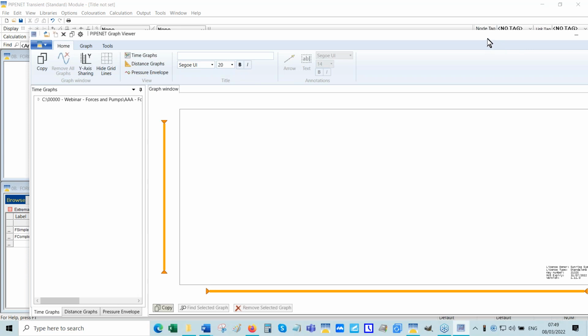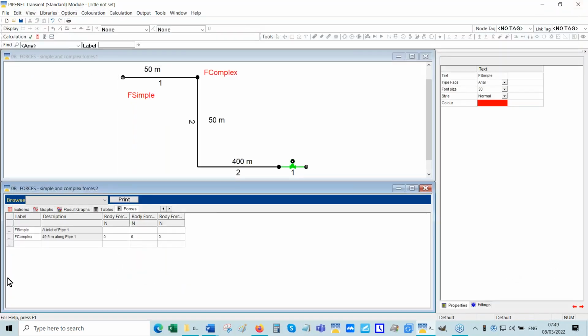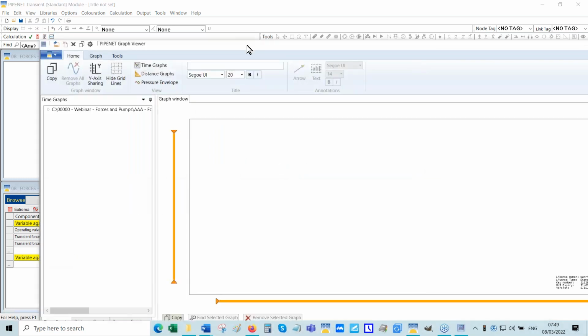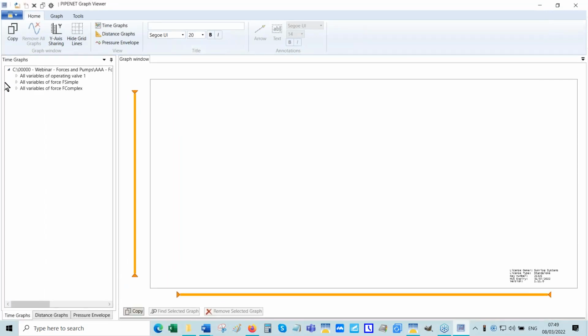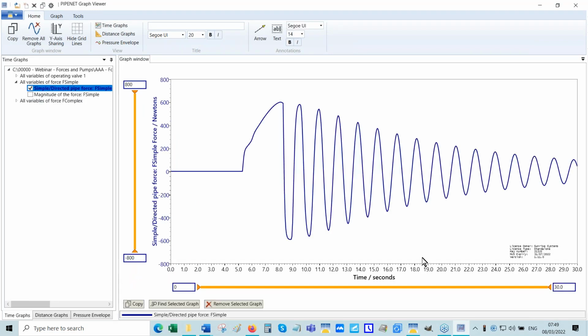By the way, I must mention that when you generate forces, you have to ask for them through results graphics, because we cannot simply right-click because a force is not a component. That's why you've got to ask for the graphical results here. Simple force. Now, it's a relatively small force, but it's very, very typical.